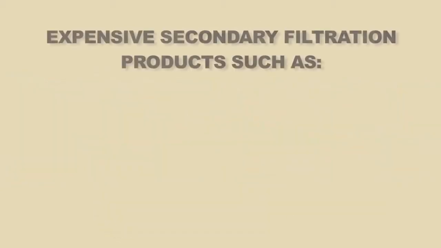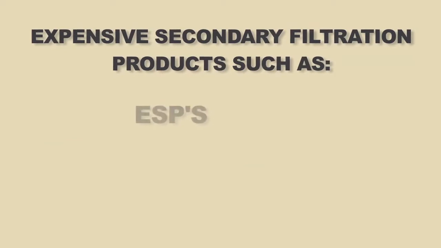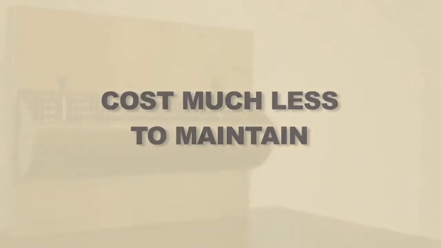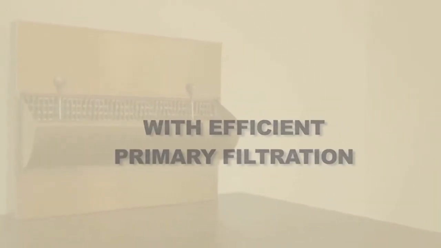Expensive secondary filtration products such as ESPs, ozone and UV systems work much better and cost much less to maintain with efficient primary filtration.